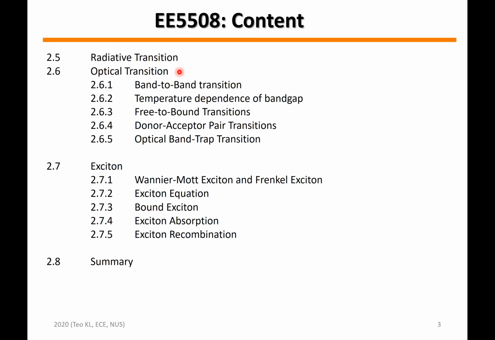In session 2.6, we will discuss some of the important optical transitions in semiconductors. For example, band-to-band transition, where electron in the valence band make a transition to the conduction band. We will also discuss how the band gap changes with temperature.